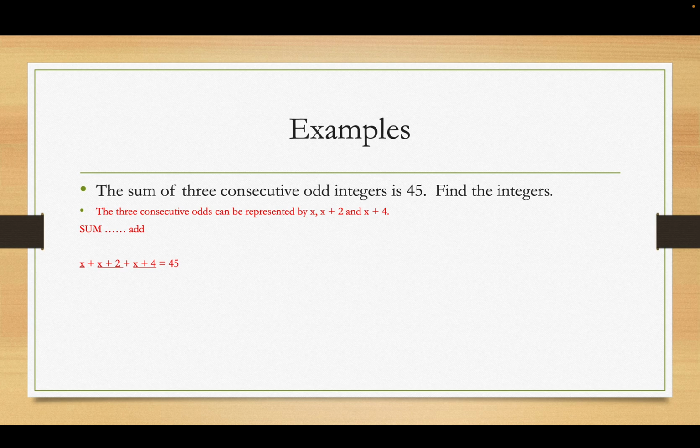This is a same side, same operation situation. 3x plus 6 is 45. Subtracting the 6, 3x is 39. Dividing by 3, x is 13. Oh, what are we asking for, as Mr. Braze would say? Well, 13 is the first one. The next one is 15, and the next one is 17 because the problem said find the integers. Okay?